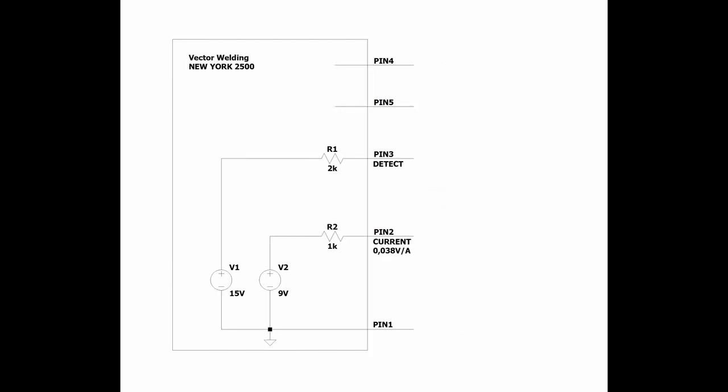We consider the welding machine itself as a black box and analyze the relevant inputs without the foot pedal connected. The measured values are: pin 3, 15 volts with an input impedance of 2 kiloohms; pin 2, 9 volts with an input impedance of 1 kiloohm. A crucial factor for regulating the welding current is the volt/ampere characteristic of the device. Through multiple voltage measurements in combination with the recorded welding currents, we determine a characteristic of 38 millivolts per ampere.